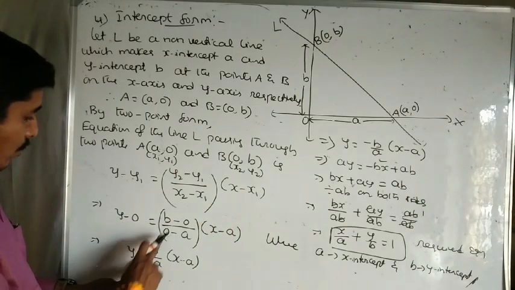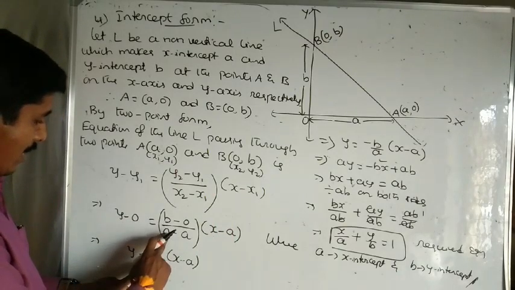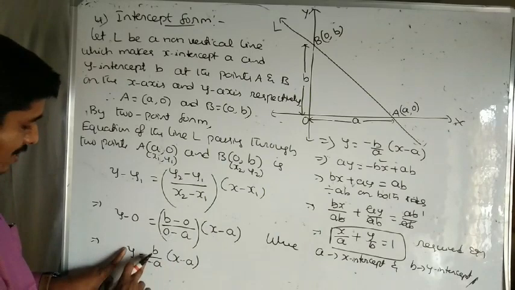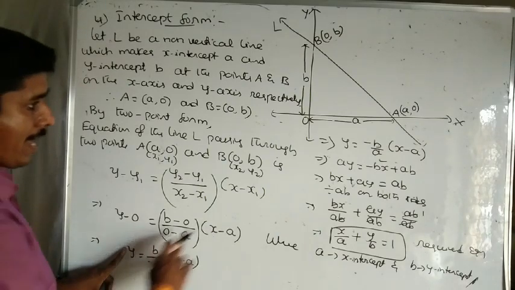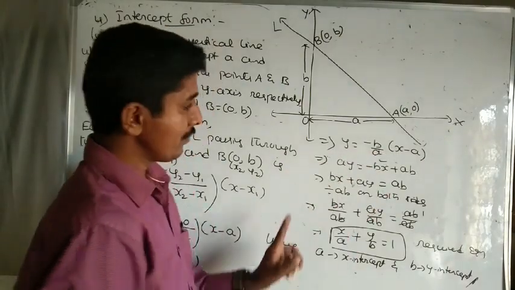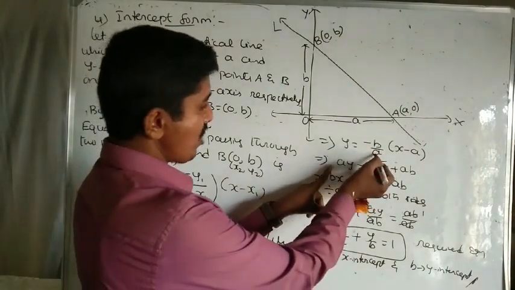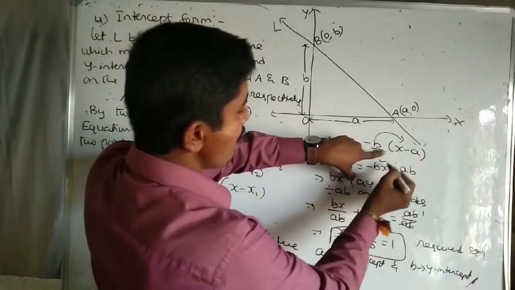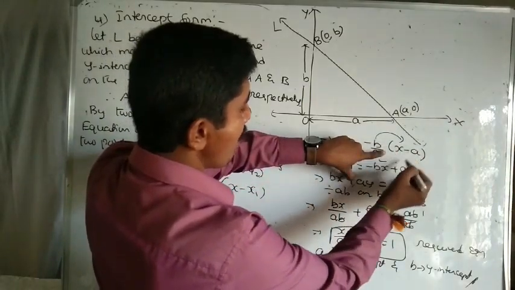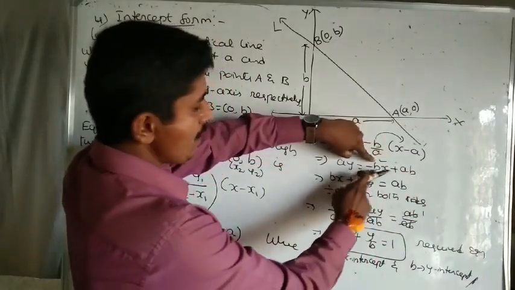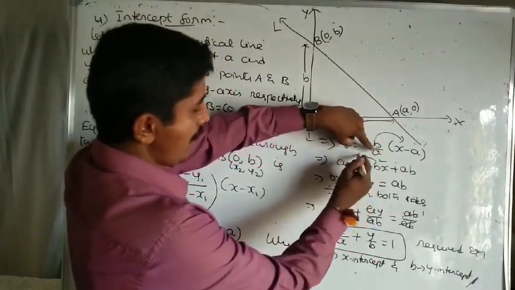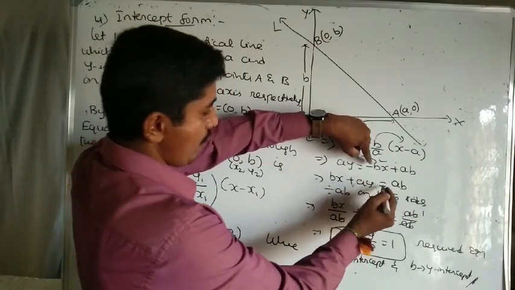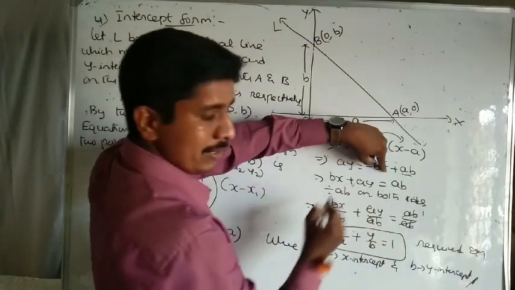Y minus 0, y, equals b divided by minus a into (x minus a). Y equals minus b by a into (x minus a). By cross multiplication, a into y is ay; multiplying minus b inside the bracket, minus b into x is minus bx, minus b into minus a is plus ab. Taking minus bx to the left side, it becomes plus bx, plus ay, equals the remaining term ab.